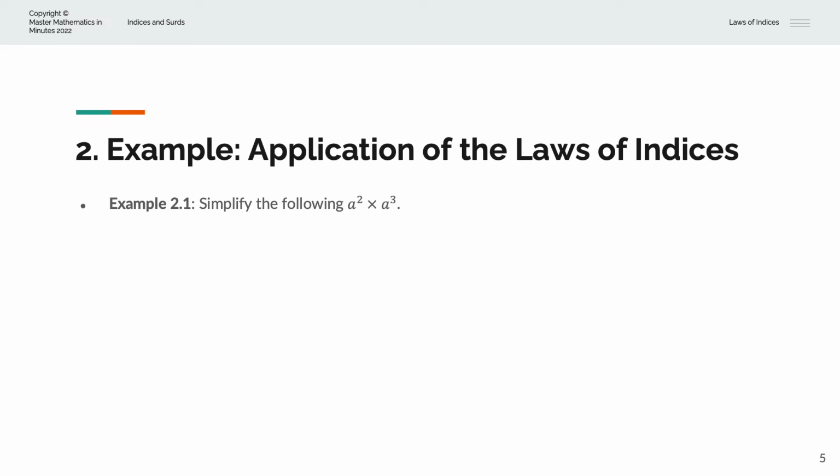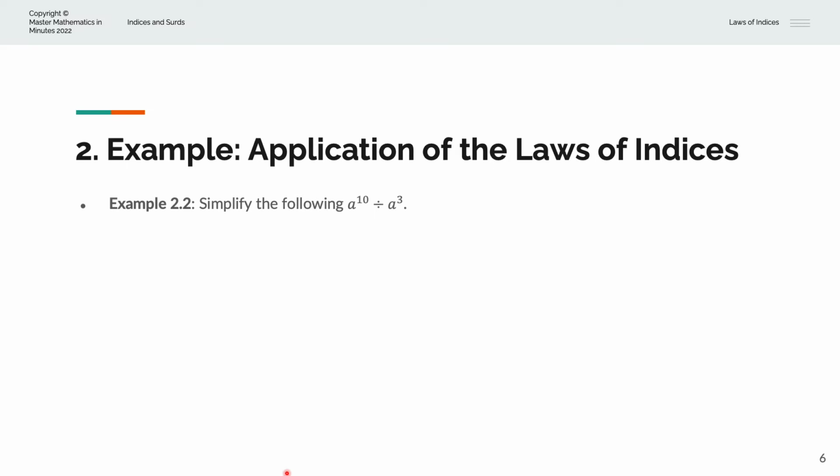So in the first example, we're asked to simplify a to the power of 2 times a to the power of 3. So we'll apply the first law, and a to the power of 2 times a to the power of 3, according to the first law, we should sum the power. And so we have a to the power of 2 plus 3, and that gives us a to the power of 5.